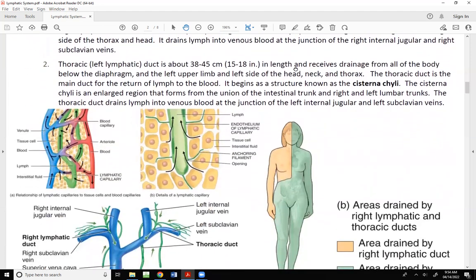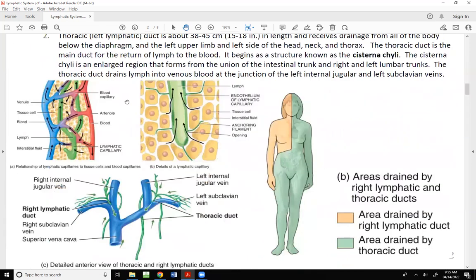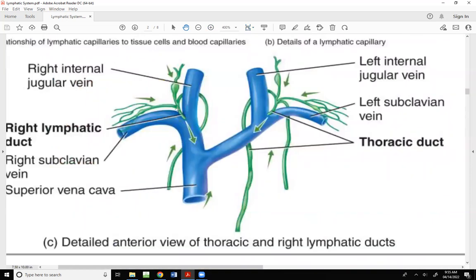There are only 2 of these, a right lymphatic duct and then a left or thoracic duct. And they are very, very different in size, and they carry very, very different amounts of lymph. Okay. The right lymphatic duct is only about 1.2 centimeters, not even an inch. It's about a half an inch in length. What you actually see right here, that from here to here, that's all it is. That's the right lymphatic duct.